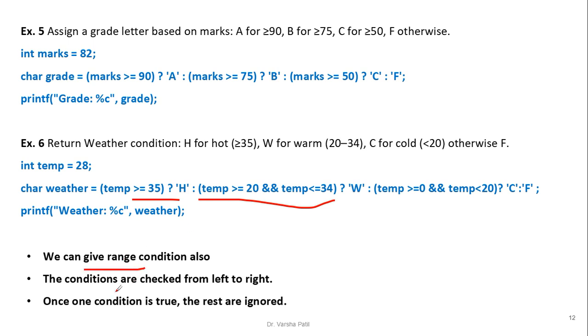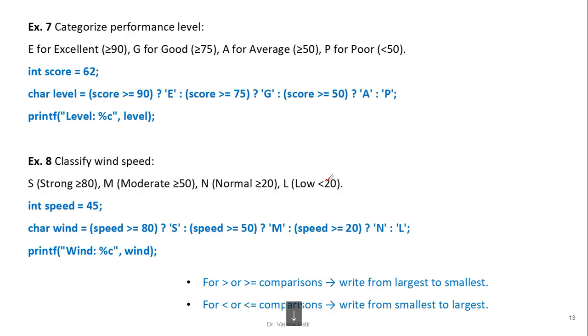The conditions are generally checked from left to right. Once the condition is true, the rest are ignored. So if temperature is greater or equal to 35, it will print H, and all of the other things get ignored like if else. So this is the last example. Now there is no need of explanation if you understood the initial slides.